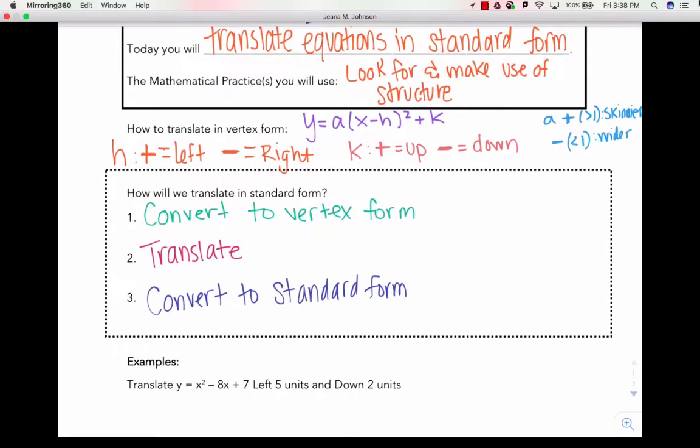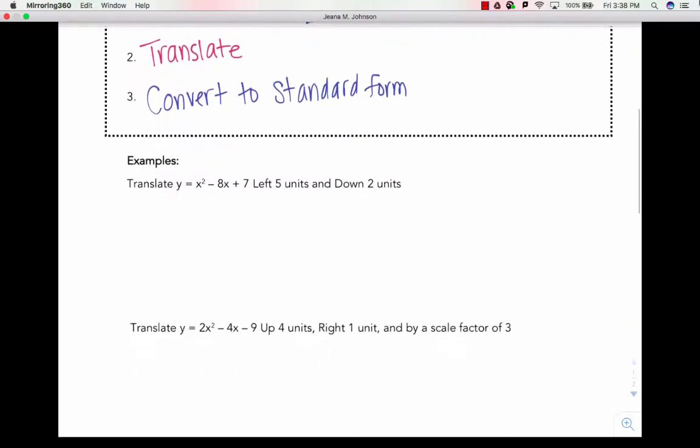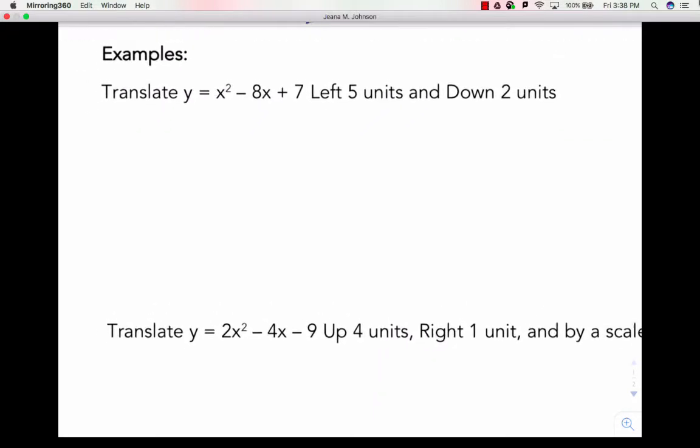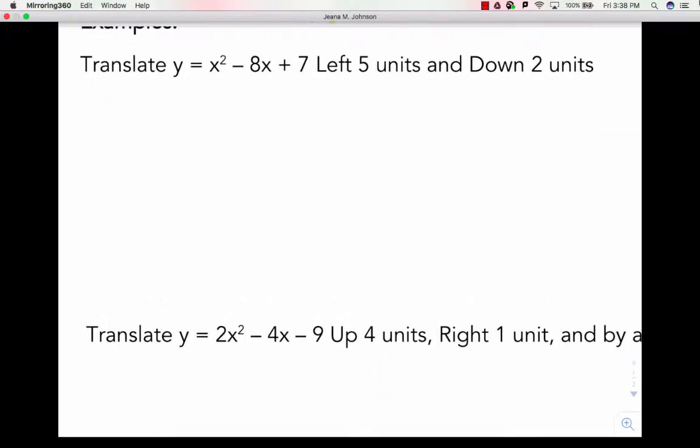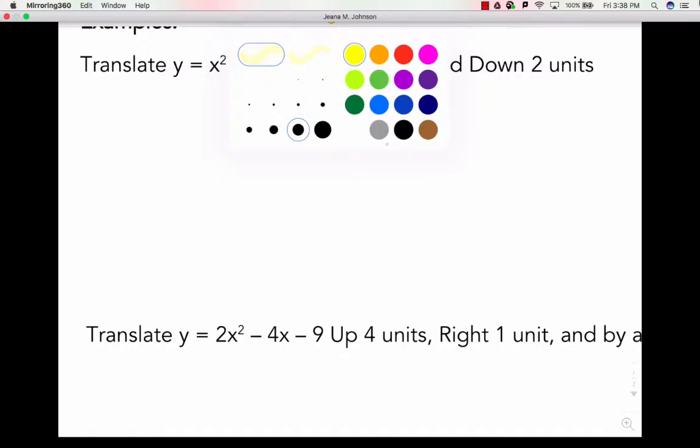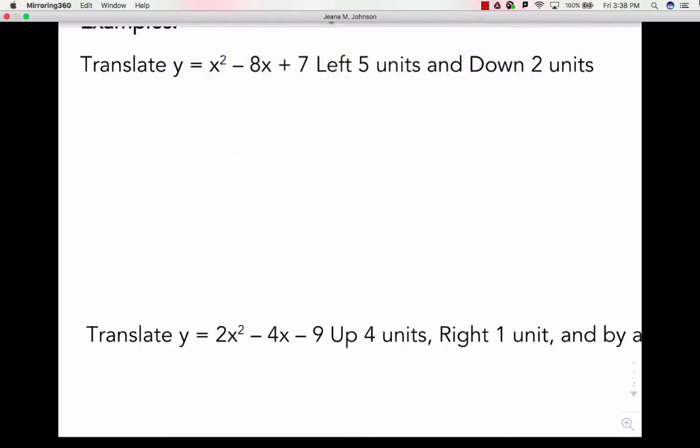So there's nothing new in this section. We're just taking the past 3 sections, section 4.4, 4.5, and 4.7, and we're putting them together. So let's go ahead and do some examples. Our first example says translate the equation y equals x squared minus 8x plus 7 left 5 units and down 2 units.